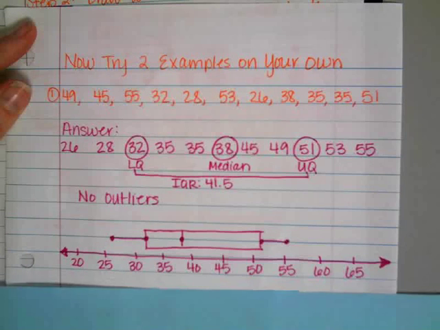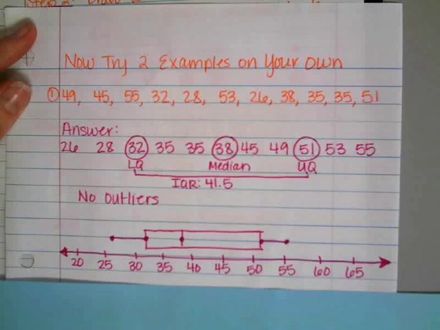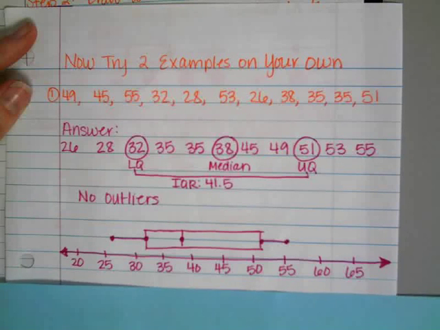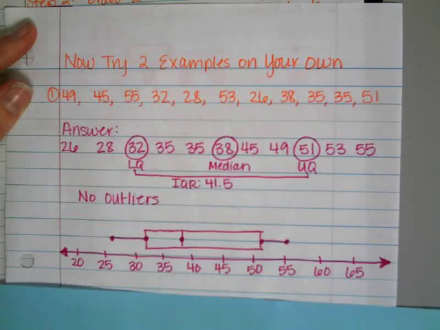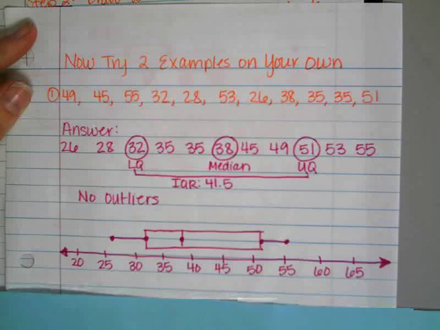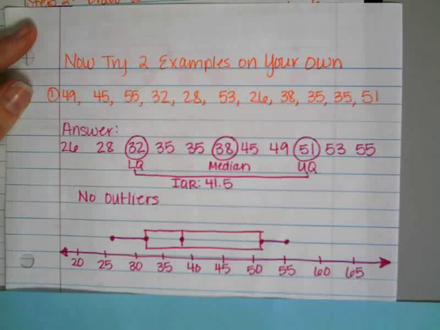This is your answer. First, you would need to order your data from least to greatest and calculate your median, your lower quartile, your upper quartile, and your interquartile range. You will see from this set of data that there are no outliers. Next, you want to draw your number line and plot each one of your values above your number line. The last step would be to draw the box and the whiskers of your box and whisker plot.